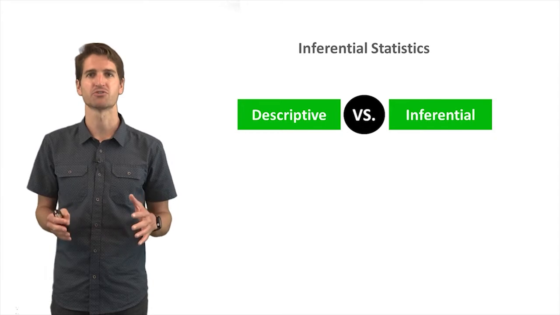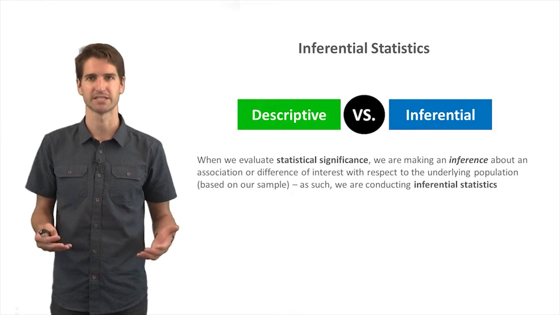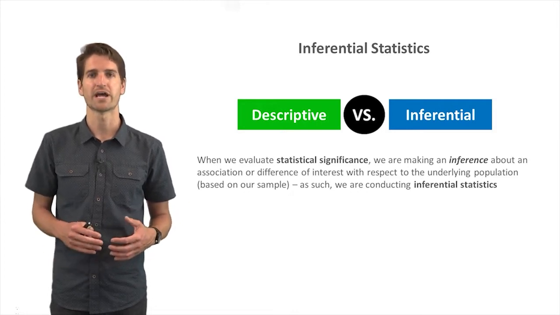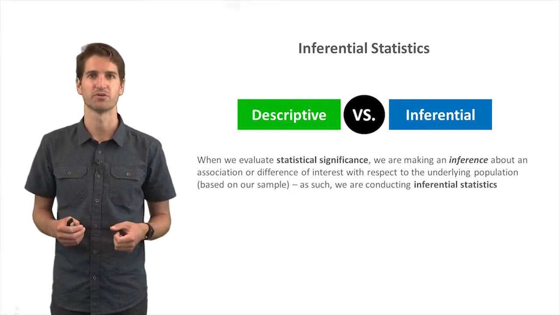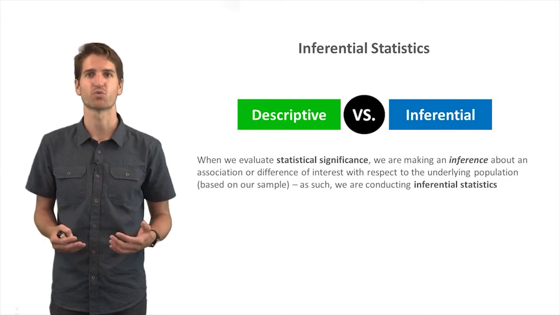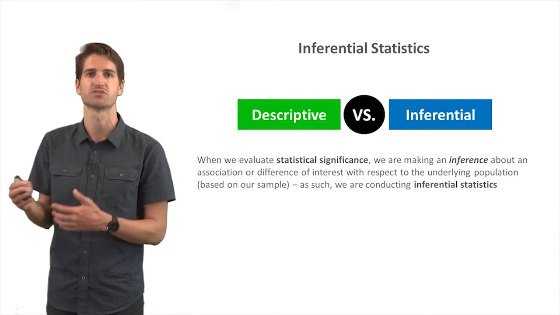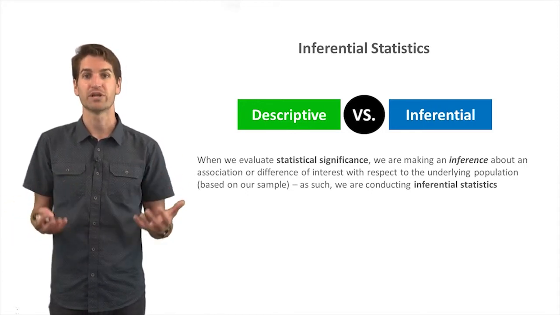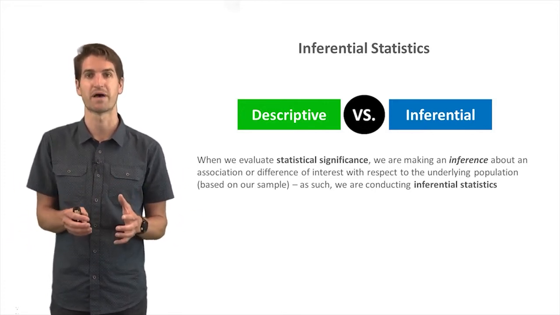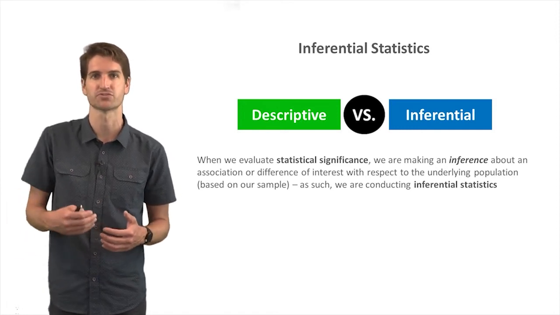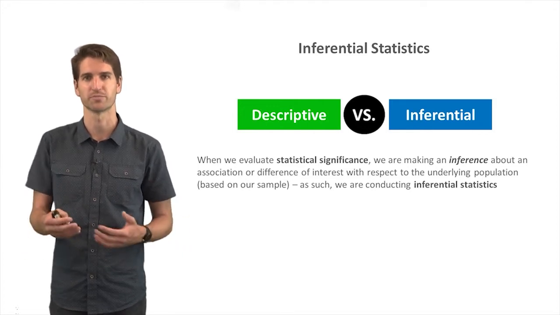So let's distinguish now between descriptive and inferential statistics. Descriptive statistics describe the sample as it is, whereas inferential statistics are used to infer something about the underlying population from the sample. When we evaluate statistical significance, we are making an inference about an association or difference of interest with respect to the underlying population value or parameter, and we are then conducting inferential statistics. This is really what statistical significance is all about: making inferences, hence inferential statistics, about the underlying population based on the sample data that you obtained.